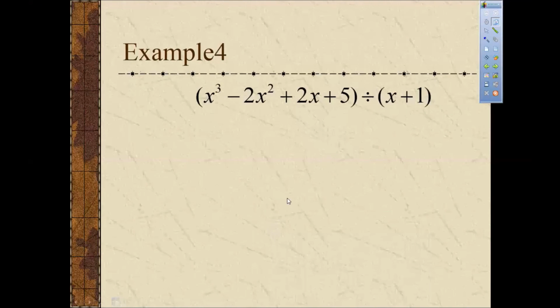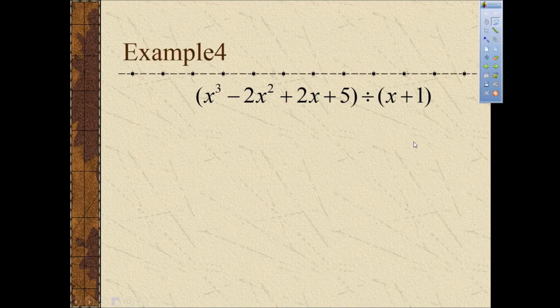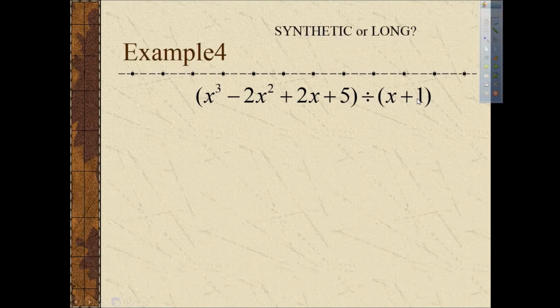Next example, x to the third minus 2x to the second plus 2x plus 5, all divided by x plus 1. Can we do synthetic division here, or are we stuck with long division? Well, I said that we can do synthetic division when our divisor is in the form x minus a number. Well, wait a minute, x plus 1, is that x minus a number? Well, in fact, it is. We could think of x plus 1 as x minus negative 1.